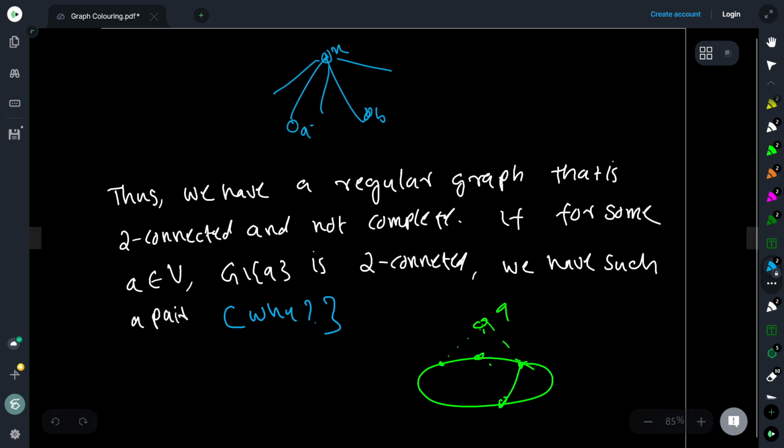And they are not adjacent. There is no edge between these two, right? So in this case, what we know is that after removing A and B, the remaining graph is a connected graph. So what I do is that I first remove A and B, right? Look at the remaining graph, and it is connected.